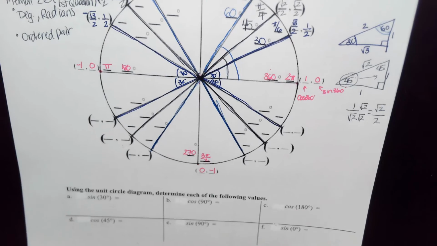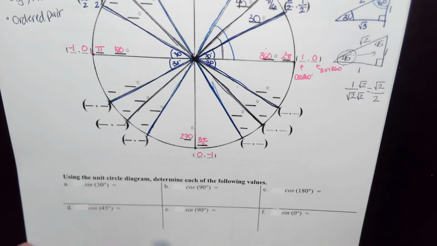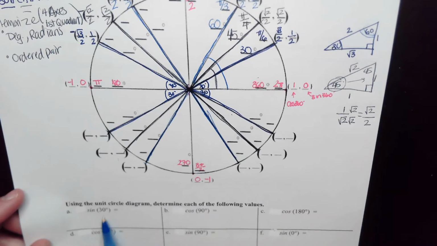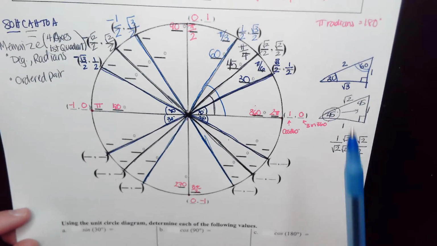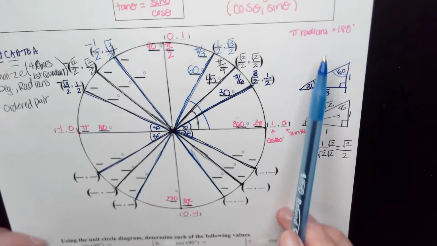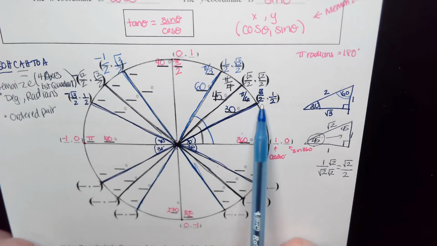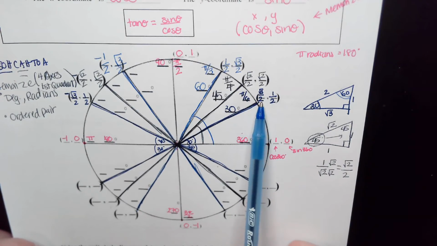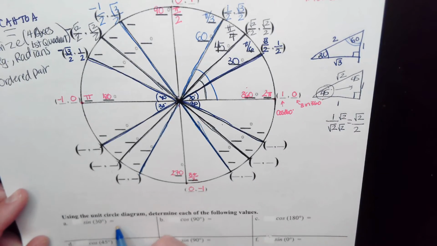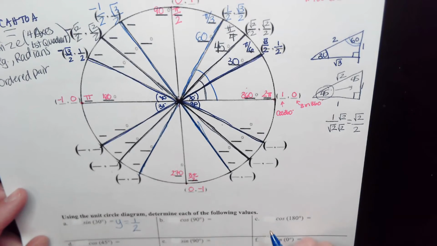Okay, so now let's go talk about the bottom here. It says using the unit circle, determine each of the following values. So the sine of 30. All I want you to do on these is go to 30 degrees and find which one is the sine. So we know sine comes second in the ordered pair. So cosine of 30 is rad 3 over 2. The sine of 30 would be 1/2. So remember that sine is your y coordinate. So that's going to be 1/2.